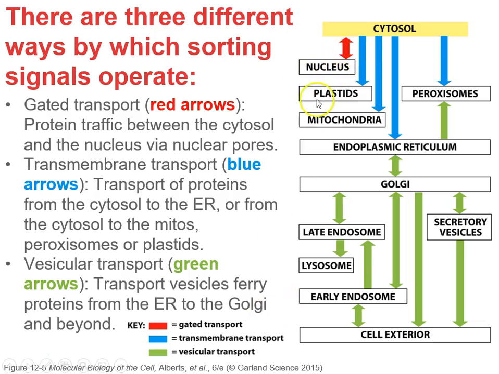This red arrow right here was what we talked about last time: gated transport back and forth between the cytosol and the nucleus. That occurred in both directions, whichever was appropriate. Today, we want to talk about transmembrane transport. Notice that the arrows are blue because it's a different kind of transport, and that they only go in one direction. For the plastids, mitochondria and peroxisomes, transport occurs from the cytosol to those organelles, but not in the reverse direction.